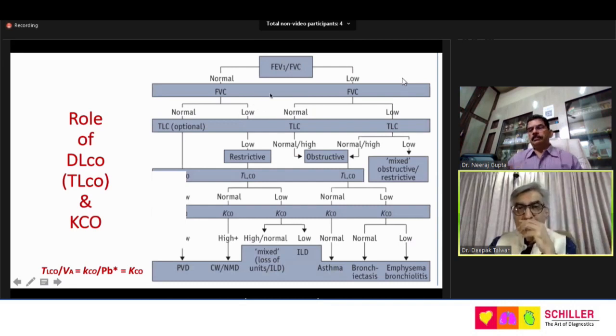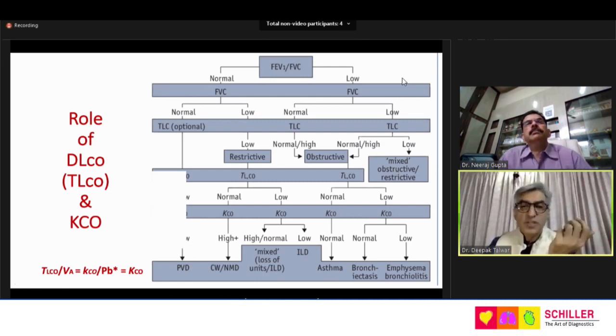you can see that the FVC is reduced. For the FEV1 over FVC ratio, you can take either low or normal, whatever you want to take, but ultimately you come to TLC, which is low. So if you go by this, it is a restrictive defect, but if the ratio and RV/TLC ratio are also giving an obstructive pattern, you reach here: mixed obstructive and restrictive defect. That's what you are reaching here.